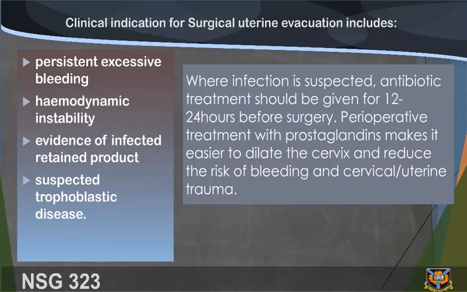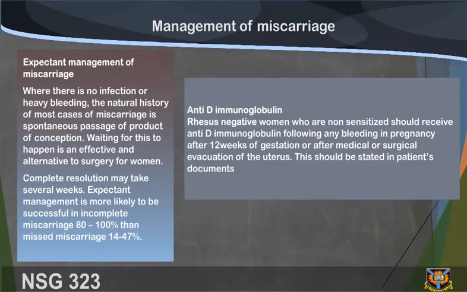disease. Where infection is suspected, antibiotic treatment should be given for 12 to 24 hours before surgery. Perioperative treatment with prostaglandins makes it easier to dilate the cervix and reduce the risk of bleeding and cervical or uterine trauma. Management of miscarriage.